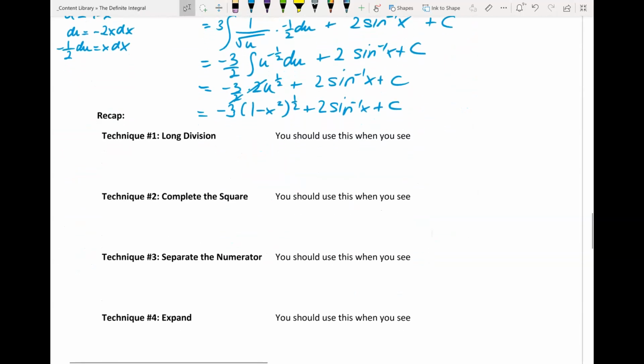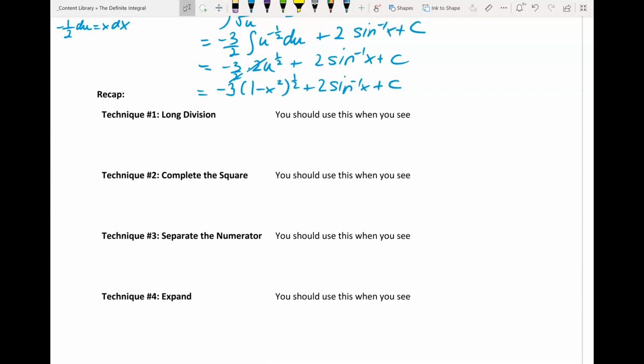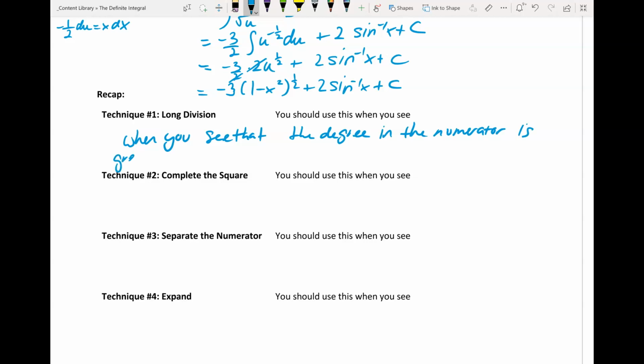So let's recap all of our techniques. The first one's long division. You're going to use long division when you see that the degree in the numerator is greater or the same as the degree in the denominator.